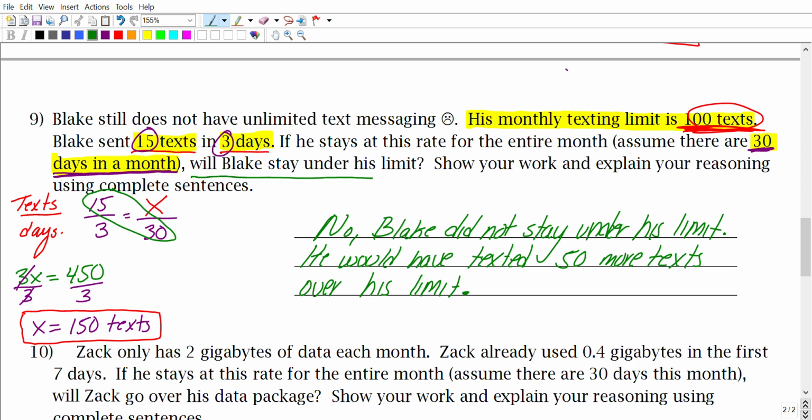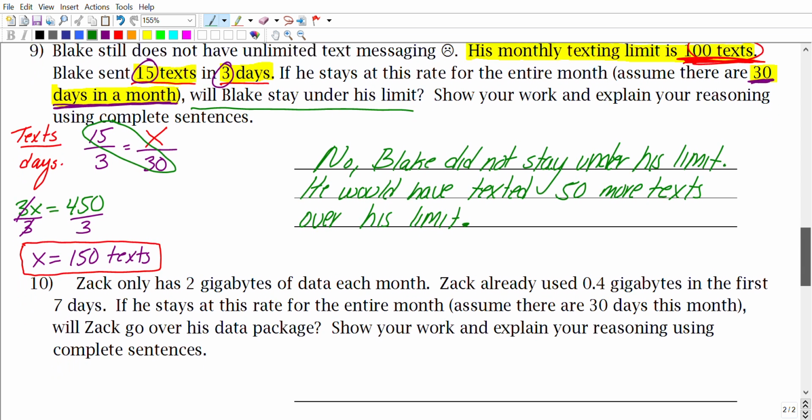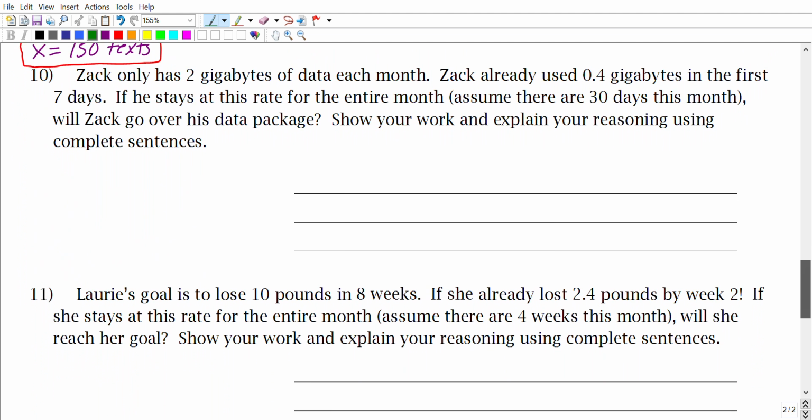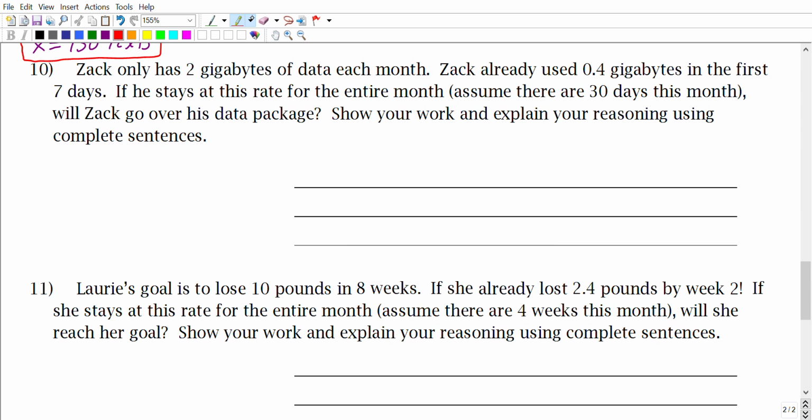Okay? All right, let's go on to one more, and then I'm going to have you guys try 11 on your own. All right, let's go ahead and highlight a few key things here. It says Zach only has 2 gigabytes of data each month. Zach already used 0.4 gigabytes in the first 7 days. If he stays at this rate for the entire month, assuming there are 30 days this month, will Zach go over his data package? Show your work and explain your reasoning using complete sentences.